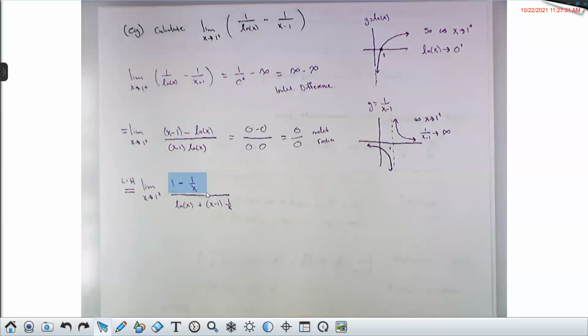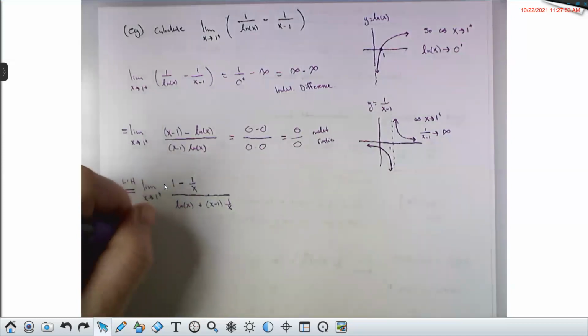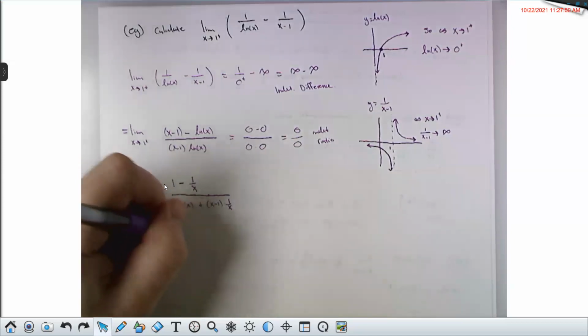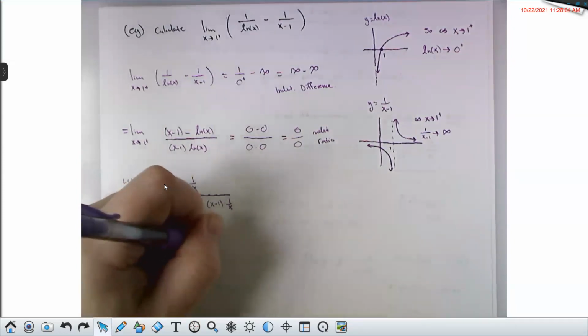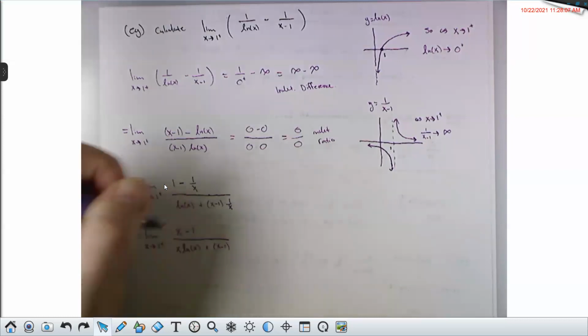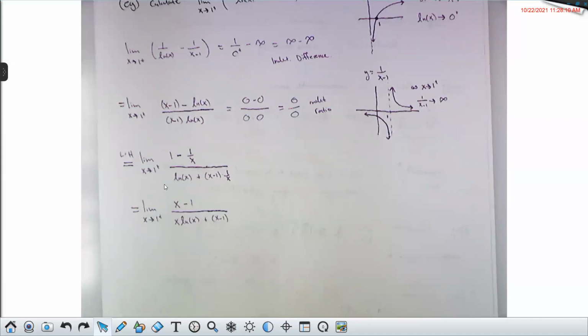Now, if you send x to 1 in this expression, you get 1 minus 1 over 1, which is 0. And downstairs, you get the natural log of 1, which is 0, times x minus 1, which would be 0 times 1. So this still looks like an indeterminate ratio. And even if you do the natural algebra, which here might be to multiply top and bottom by x, giving me x minus 1 over x ln x plus x minus 1, this will still look like an indeterminate ratio. This still looks like 0 over 0.